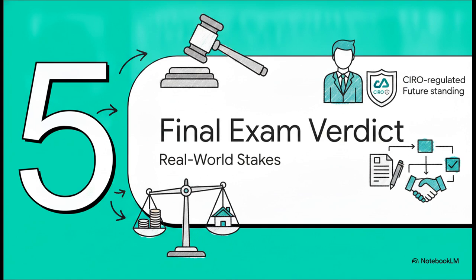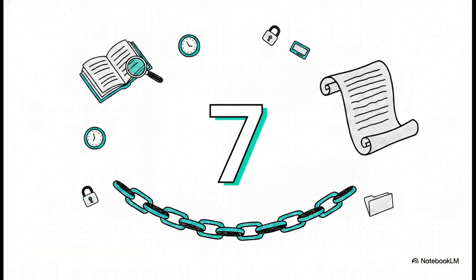Let's bring this explainer home by connecting these strict rules directly to your future standing as a CRO-regulated advisor. I need you to lock this number into your brain right now for the exam. 7. You must retain all client records for 7 years after an account is closed. This is a highly tested number for sure, but beyond the exam, it perfectly illustrates the incredibly long tail of accountability and responsibility you carry for every single client relationship you build.